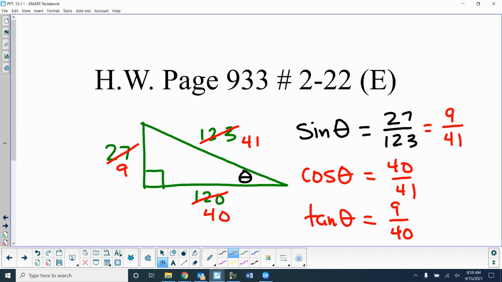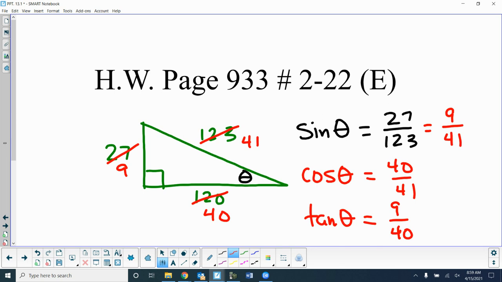Okay, John Harris, number 3. What's sine? 36 over 39. Correct, that reduces to 12/13. What's cosine, John? 15 over 39. Right, that reduces to 5/13. And then the last one, tangent, 36 over 15. Good, which is 12/5 when you reduce it.